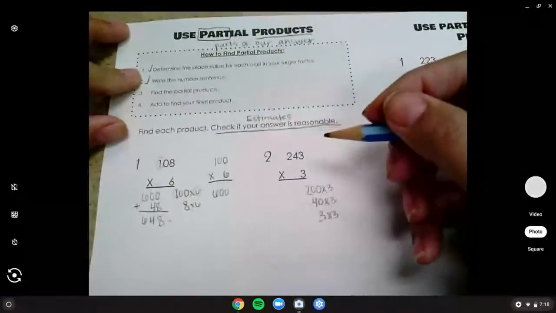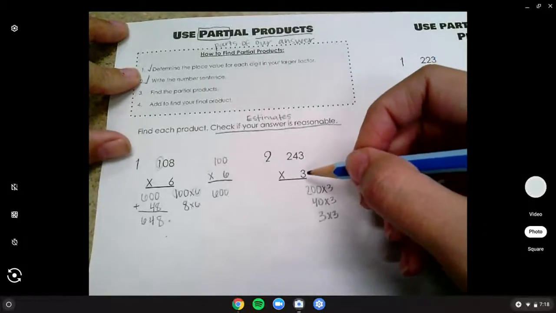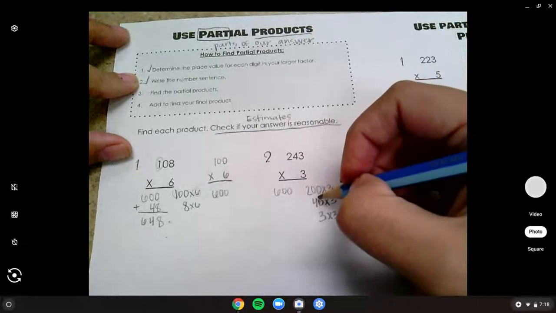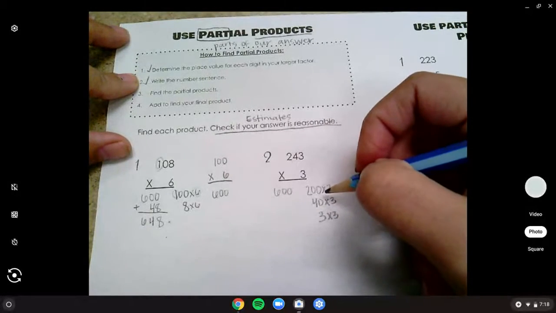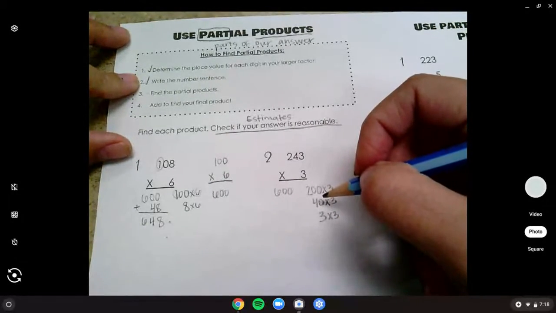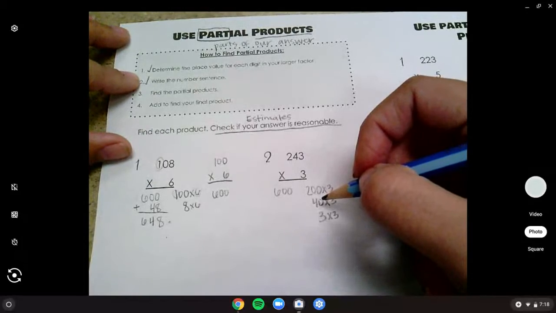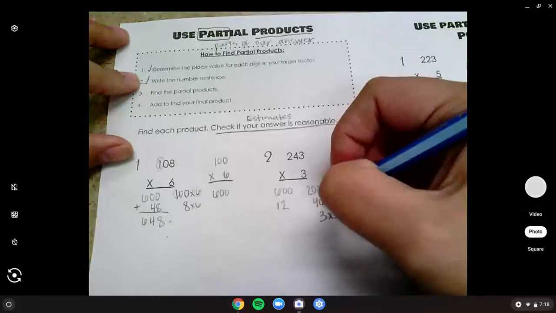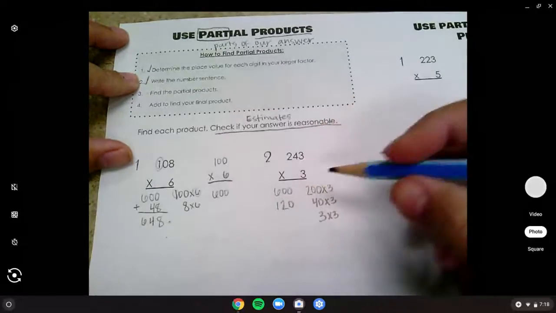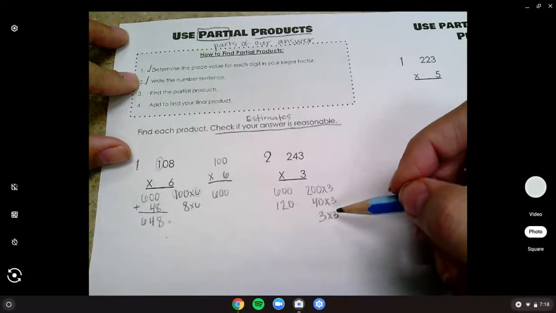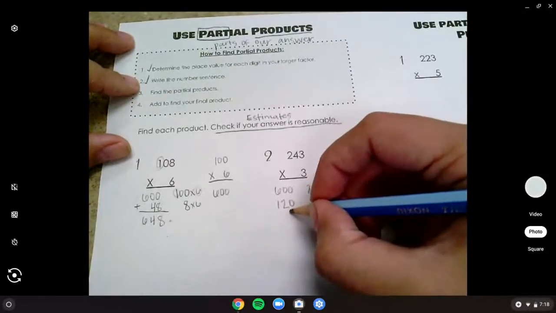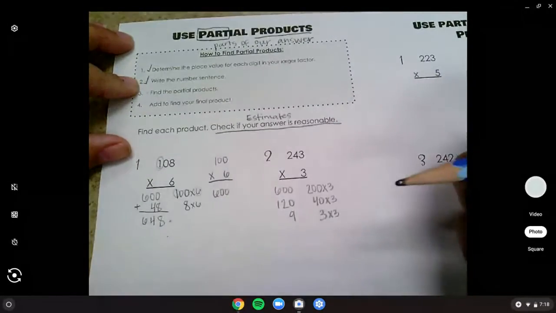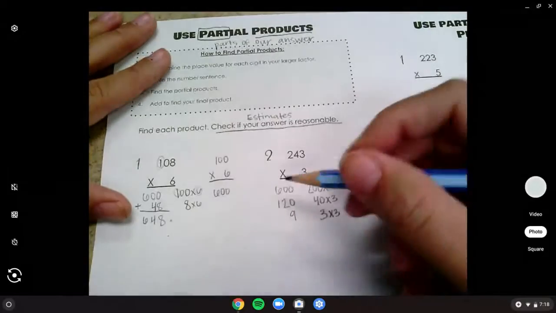Check. Finding the partial products. 200 times 3 is 600. 40 times 3. Well, 4 times 3. Let's see, I have 4, 8, 9, 10, 11, 12. But I know I need to add a 0, so that's 120. And 3 times 3, 3, 6, that's 9. So I write that. Notice my ones, tens, and hundreds are all lined up nice and neat.